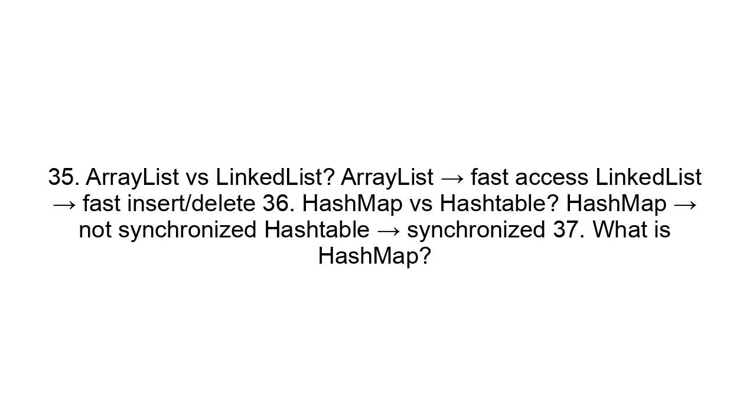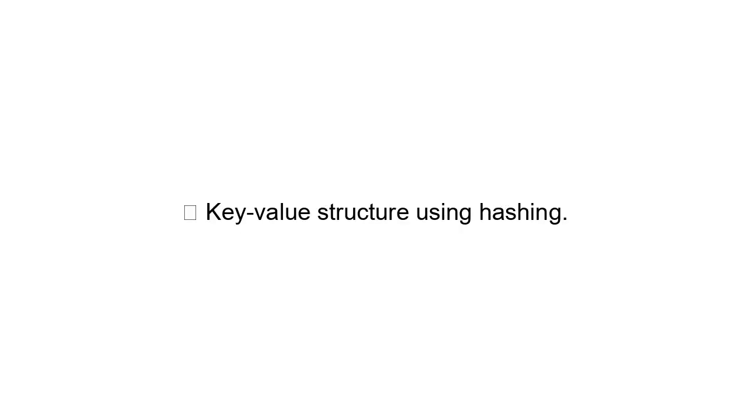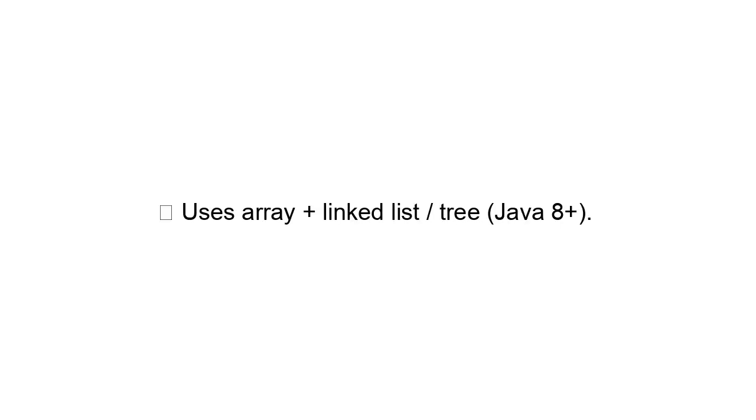36. HashMap versus Hashtable. HashMap is not synchronized. Hashtable is synchronized. 37. What is HashMap? Key value structure using hashing. 38. How HashMap works internally: uses an array plus linked list or tree, Java 8+.